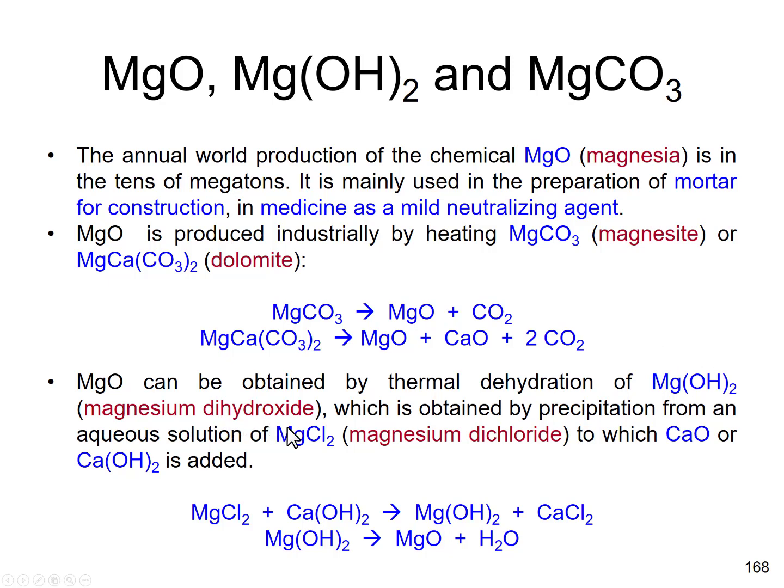Magnesium oxide can also be obtained by thermal dehydration of magnesium hydroxide, as we have seen before. So this is magnesium dihydroxide, and when you heat it, you simply eliminate water. And this magnesium hydroxide, in turn, is obtained by precipitation from an aqueous solution of magnesium chloride, to which calcium oxide or calcium hydroxide is added. And here are the respective equations for these processes. Magnesium chloride reacts with calcium hydroxide, essentially under chlorido-hydroxido exchange, to form magnesium hydroxide and calcium chloride. Here you can see the dehydration of magnesium hydroxide to form magnesium oxide and water.